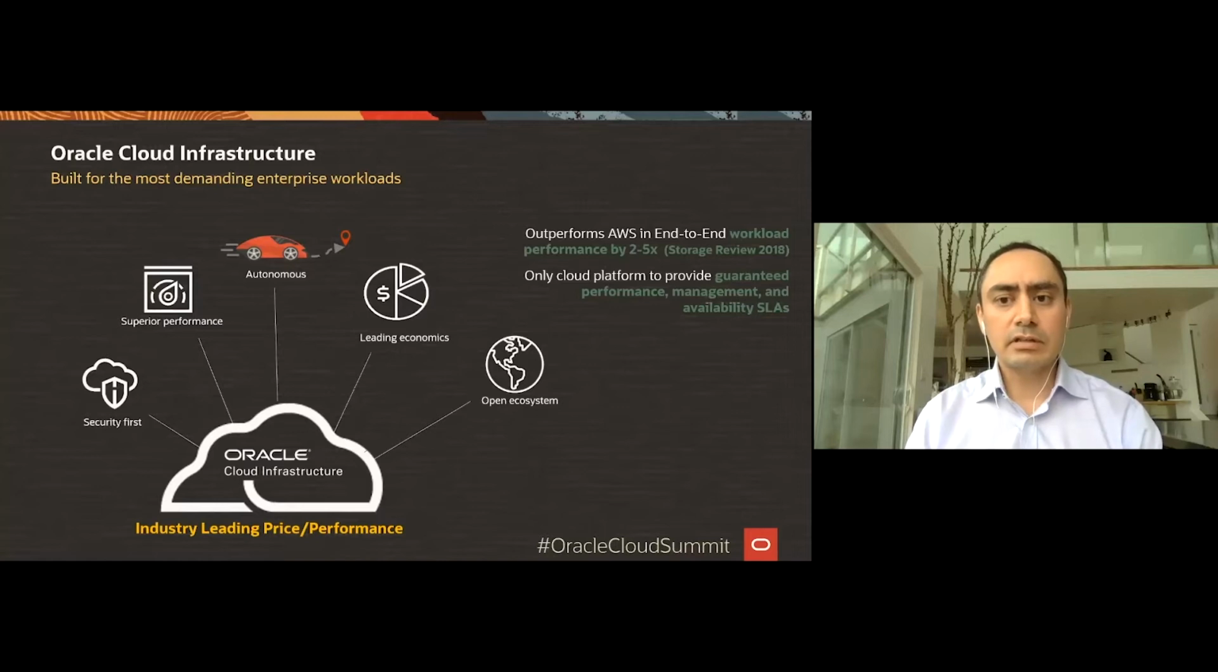The net result of all of this is that Oracle today, in terms of performance, performs much better than any of our other cloud providers, including AWS. And in general, compared to AWS, we are 2 to 5x faster. And finally, Oracle also is the only cloud provider in the market that guarantees SLAs across performance, management, and availability.